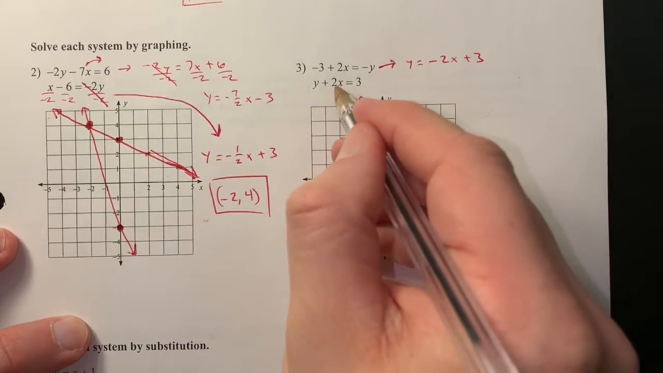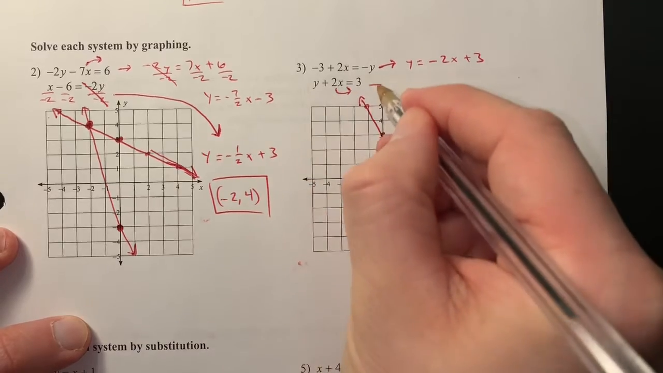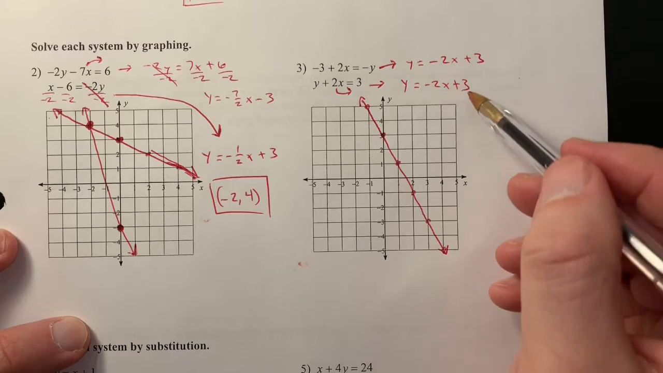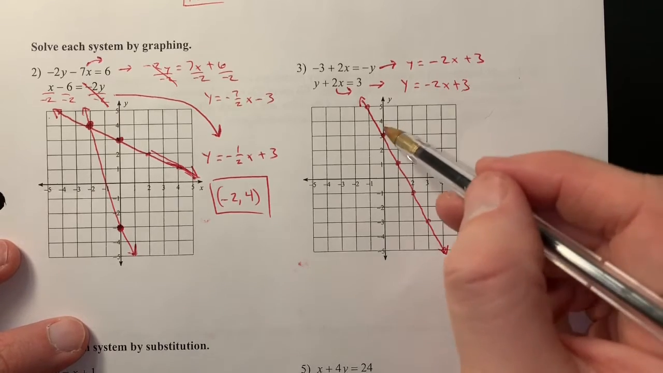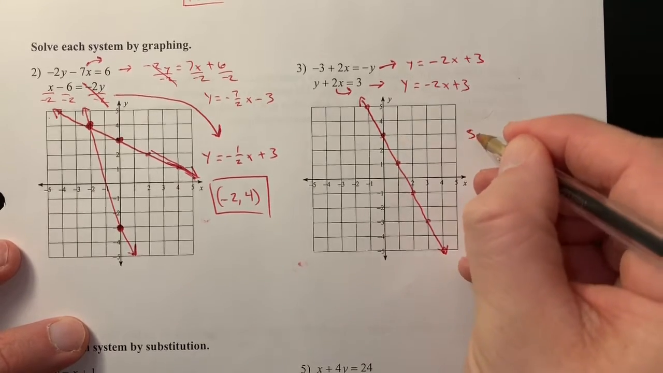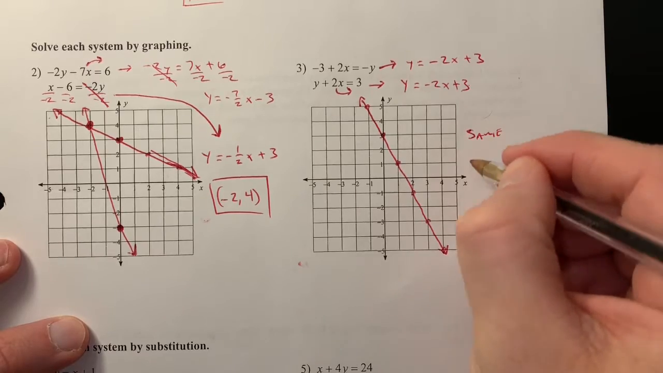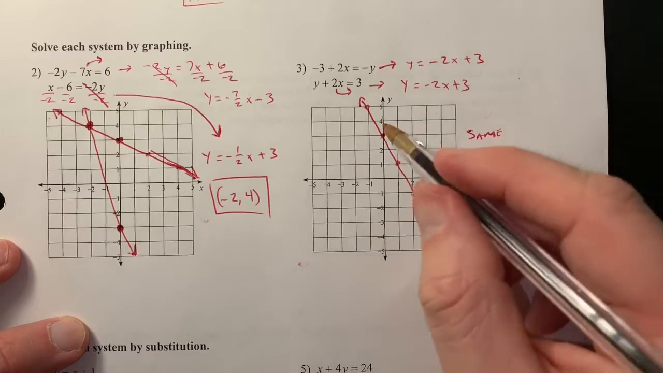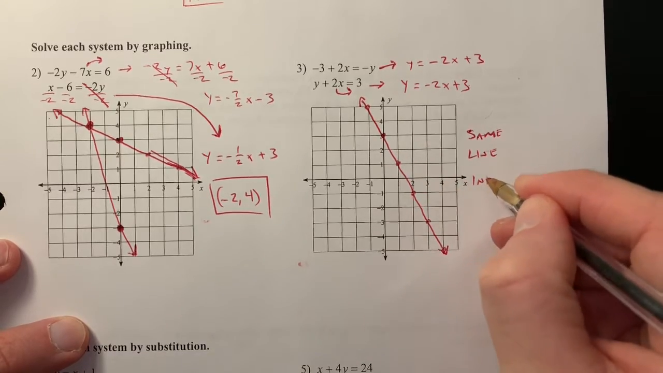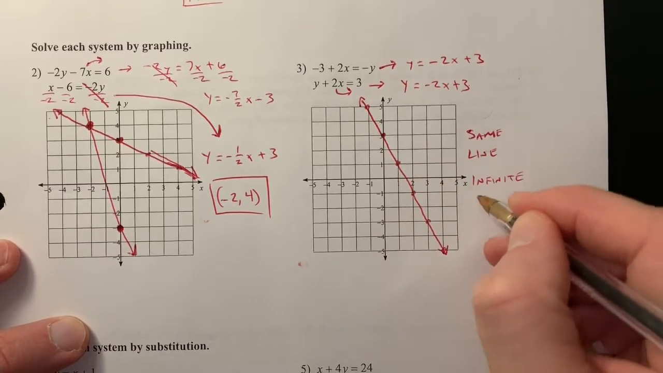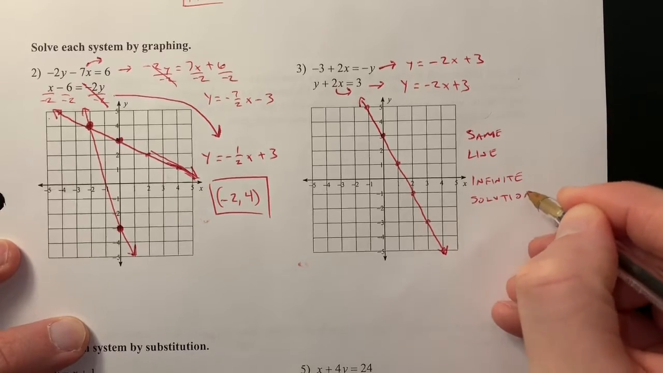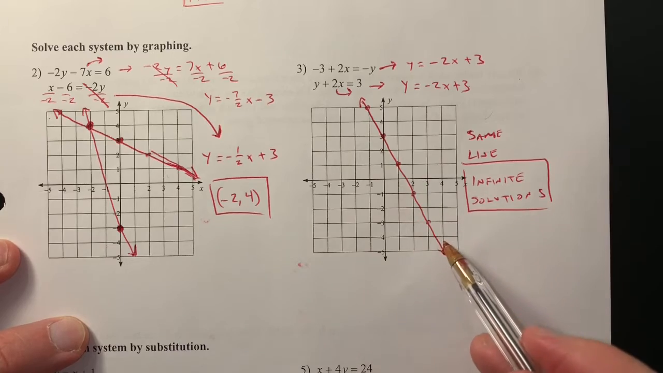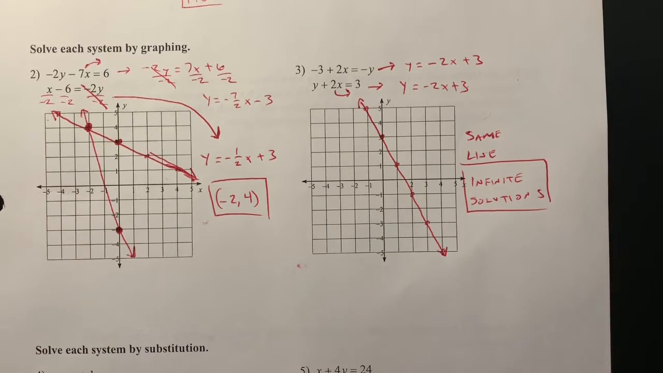And then this line, I need to take that 2x and move it to the other side. I get y equals negative 2x plus 3. Another y-intercept of 3 and slope of negative 2. That's exactly the same line. Okay, so when one line falls right on top of the other, that means there's an infinite number of solutions. So any point that falls on that line is a solution to that system of equations.